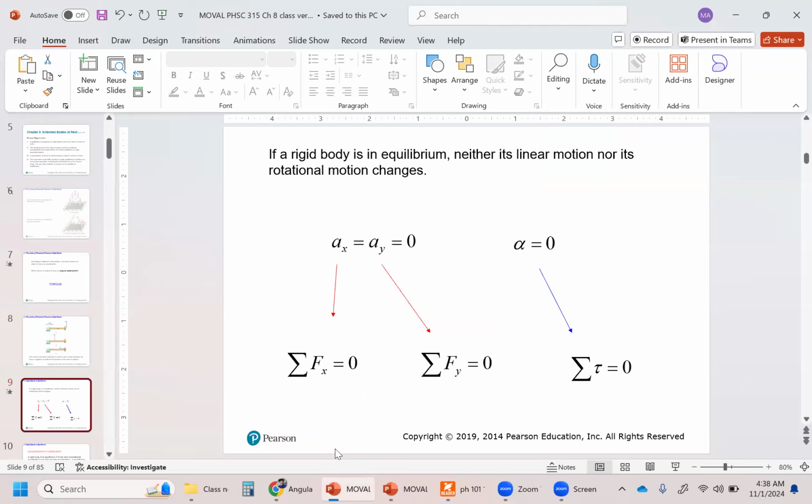Now, if a rigid body is in equilibrium, neither its linear motion nor its rotational motion changes, which basically means that all your summation of your force in the x direction is going to equal zero. All your summation of your forces in the y direction is going to equal zero. And that means all your torques, which is your force times your distance, is going to equal zero.